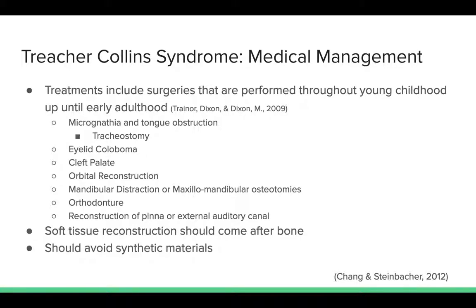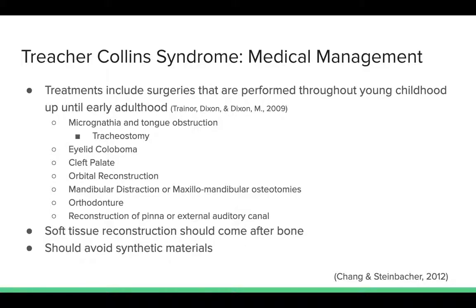Orthodontia to correct for overbite and underbite. Reconstruction of the pinna or EAC can be completed at age 5 to 7 years old. All of the surgeries should be completed with bone reconstruction coming first and soft tissue coming after. The main regions of soft tissue that are most common for reconstruction are the external ears, the eyelid structures, preauricular cheek skin, and temporal fossa.